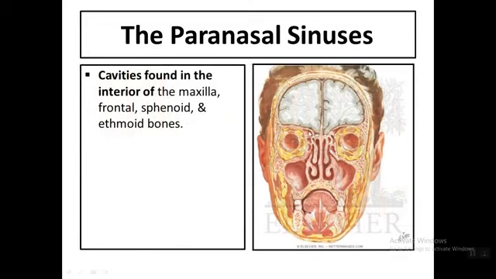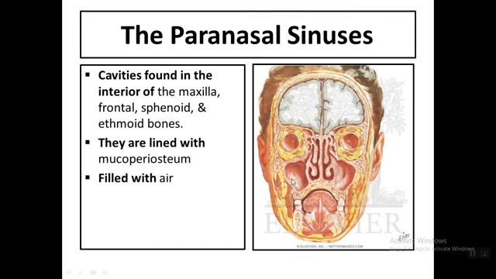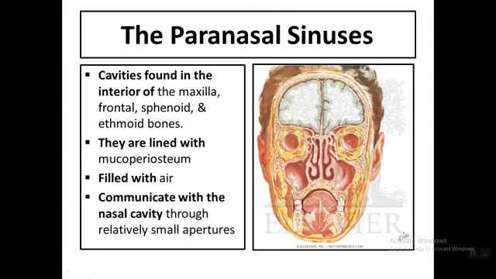These paranasal sinuses are cavities found in the interior of the maxilla, frontal, sphenoid, and ethmoid bones. They are lined with mucoperiosteum, or we can say a mucous membrane, filled with air, and communicate with the nasal cavity through relatively small apertures. They communicate with the nasal cavity through the meatus.